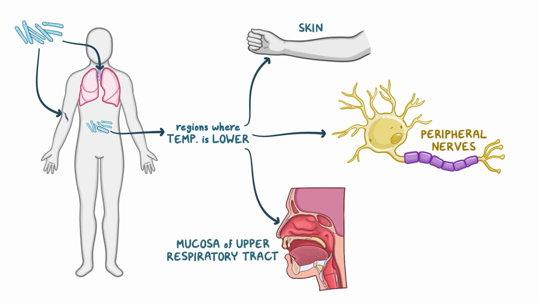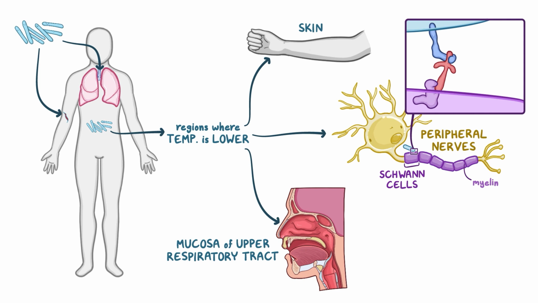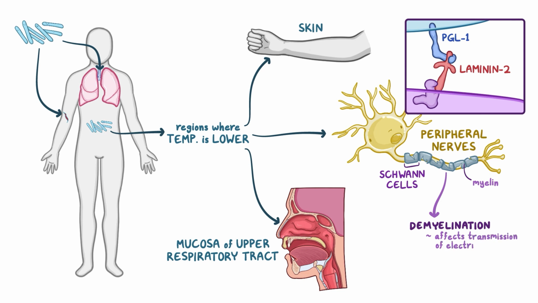So the bacteria goes for the Schwann cells of peripheral nerves. These cells wrap their plasma membrane around peripheral nerve axons, forming the myelin sheath. This is possible because of a virulence factor called phenolic glycolipid 1, or PGL1 for short, which attaches to a protein called laminin 2, which is found on the Schwann cells. Binding to Schwann cells induces demyelination, affecting transmission of electrical impulses through the nerve axon, and causing nerve injury.